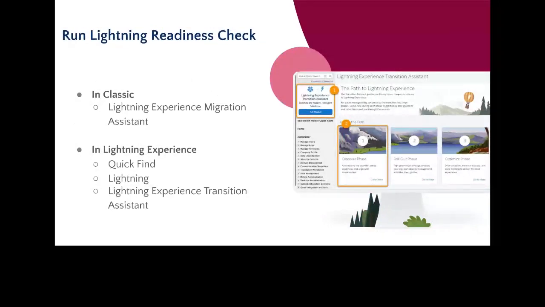The next execution plan, it's actually the execution. Run readiness check. In Classic, go to the search setup and search for the Lightning Experience Migration Assistant on the left side. Click on Getting Started, and there you will find the first thing, which is Discover phase. Click on it and follow through the steps. In Lightning, go to setup, quick find Lightning, and you will find the Lightning Experience Transition Assistant action item there. This is how you will proceed with your action.